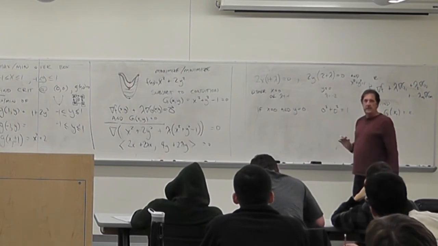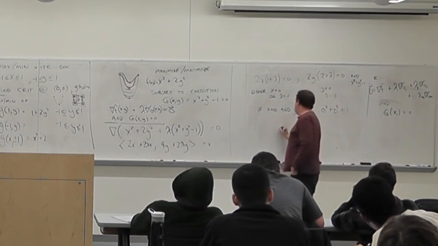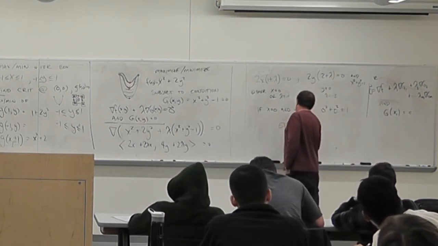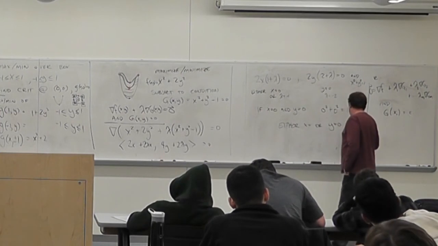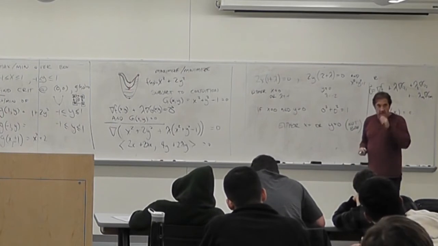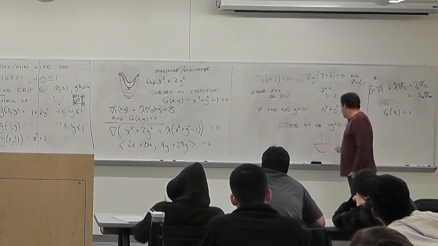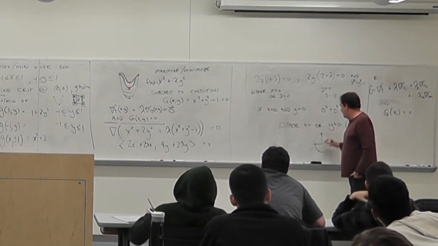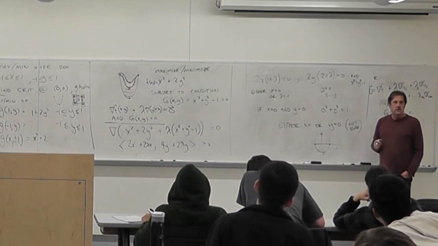I don't really care what lambda is. It was just an extra thing laying around. So this tells me that either x is 0 or y is 0, not both. And so that tells me that I'm on here's my circle. I'm either here, here, here, or here. So I just check those four points, and I'm done.